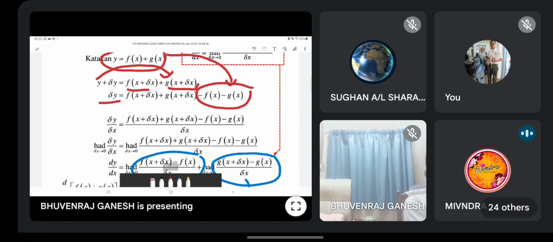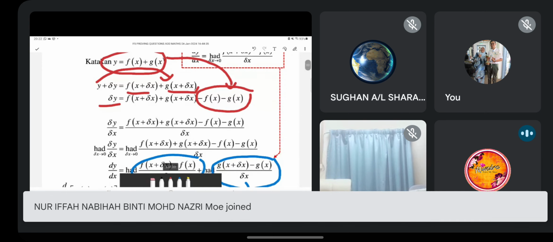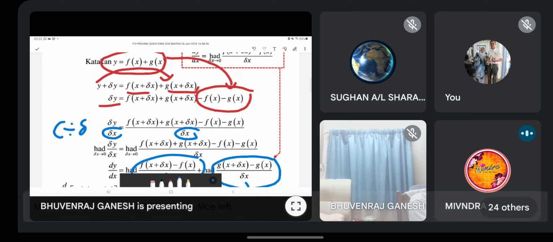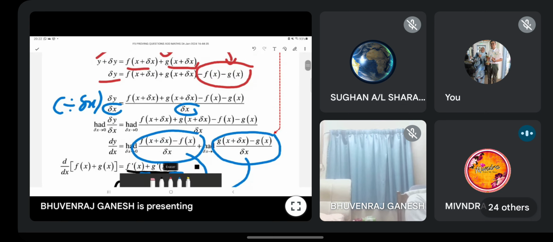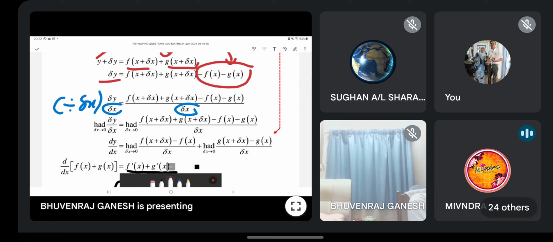Sekarang kita bahagi dengan delta x. Untuk nak dapatkan, nanti kan kita akan buat as delta x mendekati approaches to zero. So, yang ni kita bahagi dulu. Lepas tu, lepas kita dah buat macam pecahan, sekarang kita boleh categorize dua, iaitu fx dan gx dalam dua bentuk.